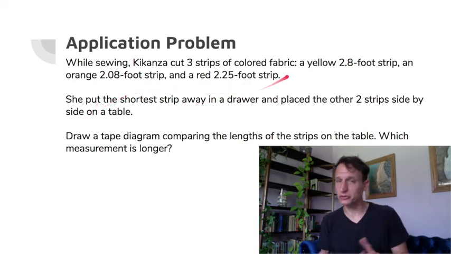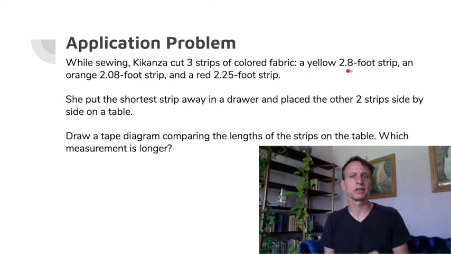And they all start with 2, that's good. So really we're just looking at what comes after the decimal point. In fact, let's take a moment here and express this in terms of hundredths. It would be 2 and 80 hundredths, 2 and 8 hundredths, 2 and 25 hundredths. Okay. Now let's read on.